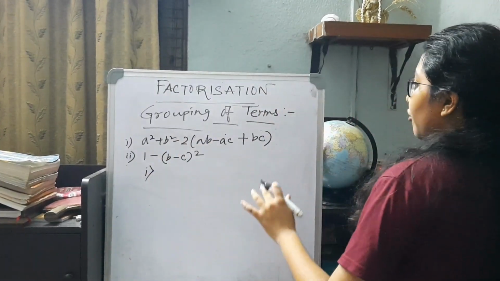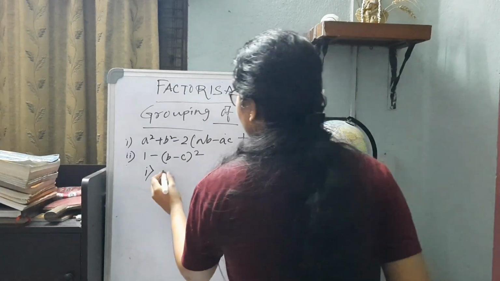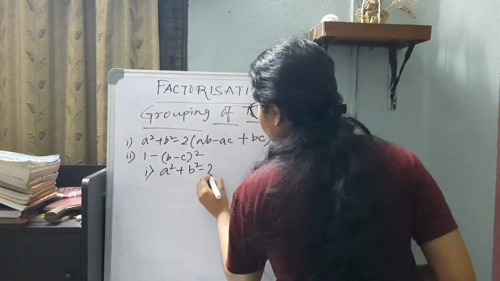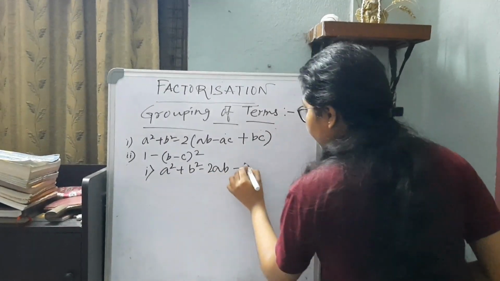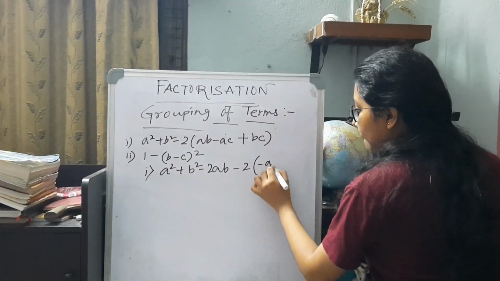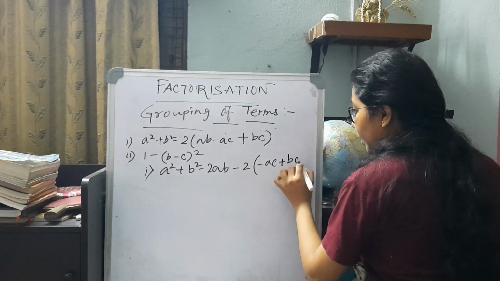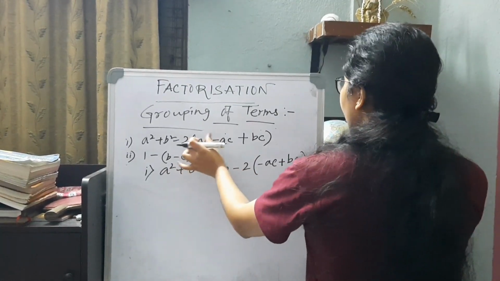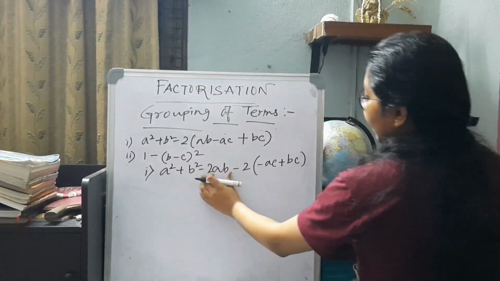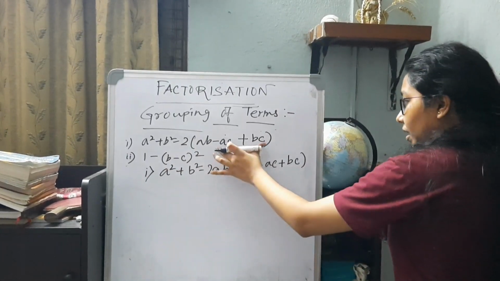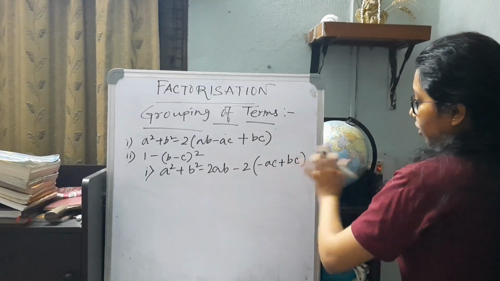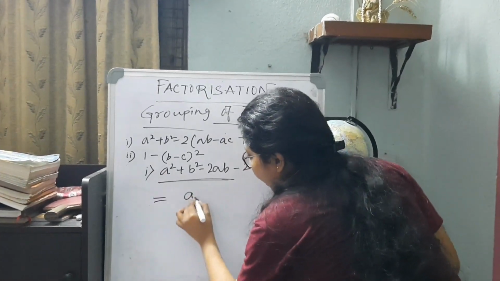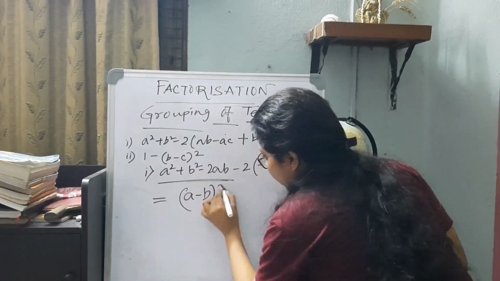So now for the first one, we can see that a square plus b square minus 2ab minus twice of minus ac plus bc. If I do it till this much, I am just taking ab out of the bracket so that I get a minus 2ab and the remaining part stays inside the bracket only. So this part becomes a minus b whole square for me.